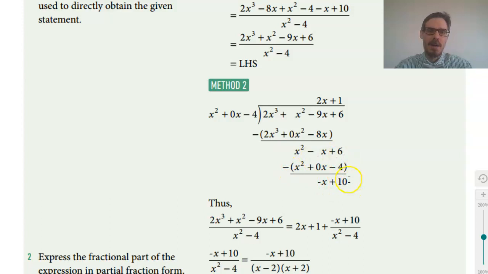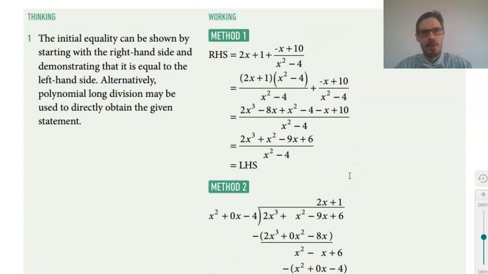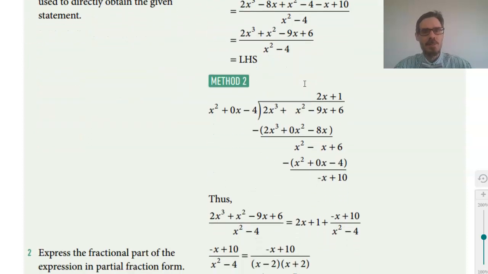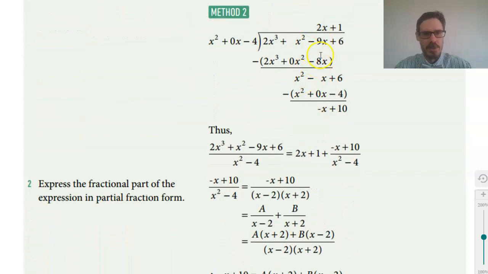What you're left with here is, in some sense, smaller. It's less complex than this, so you can't go any further. And therefore, the numerator you had and the denominator you had are equal to this quotient plus this remainder as a fraction over the denominator. So, again, if you're provided with what it should look like, I think this is probably the least error-prone way of doing it. But if they only give you an expression and you have to work it out, you will have to do the long division yourself.